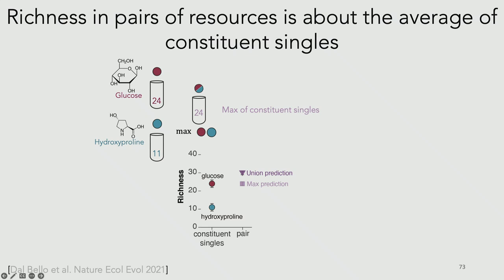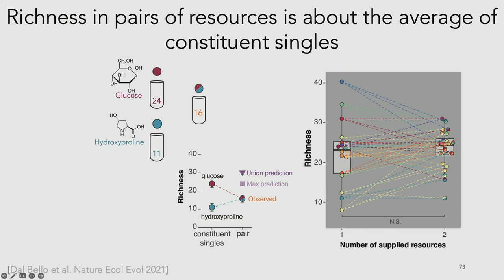But then we do the experiment, and what we observed is not the union, not the maximum, but actually the average number of species of glucose and proline. Again, this might be a special case, but when we looked at all the different combinations, about 24 of them, this is true across many of them: on average, when you combine two resources, you get the average number of species of the two constituent singles.